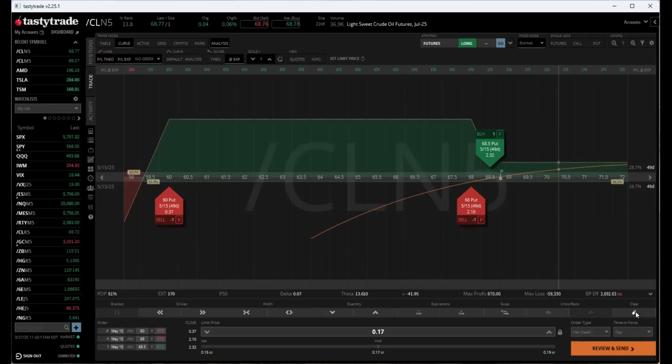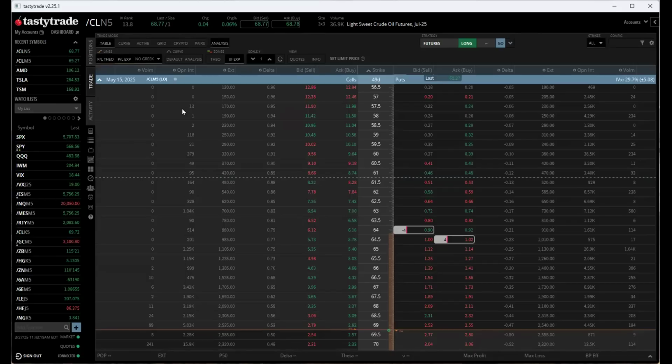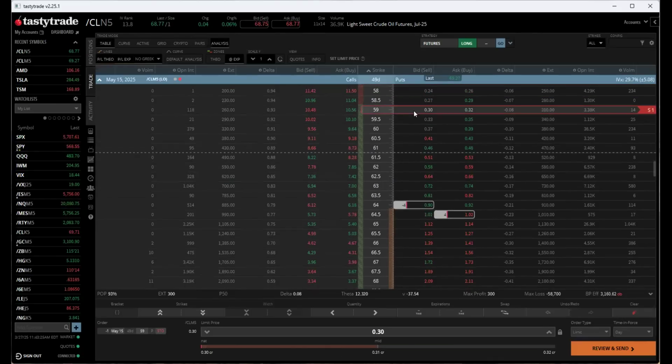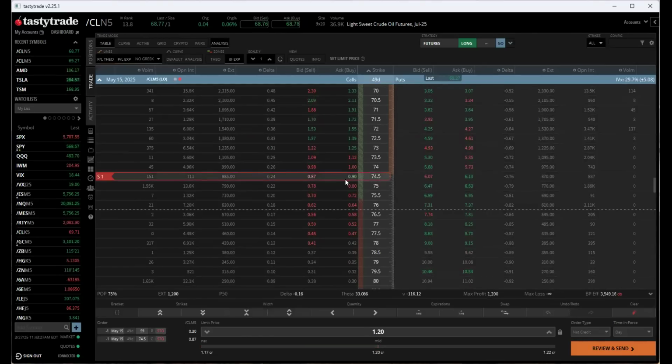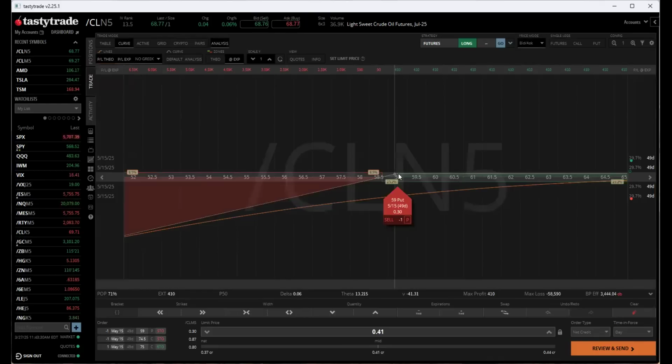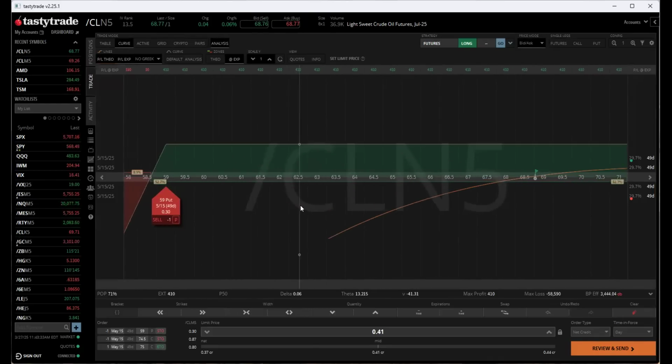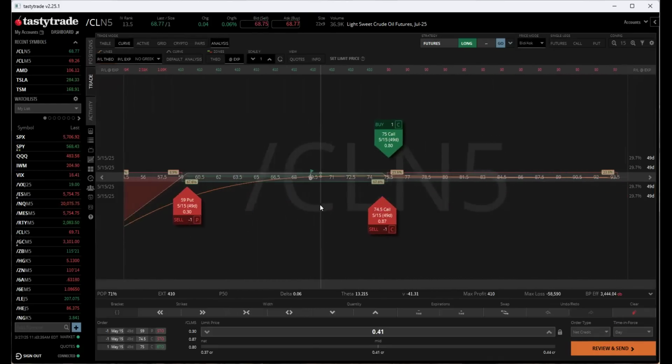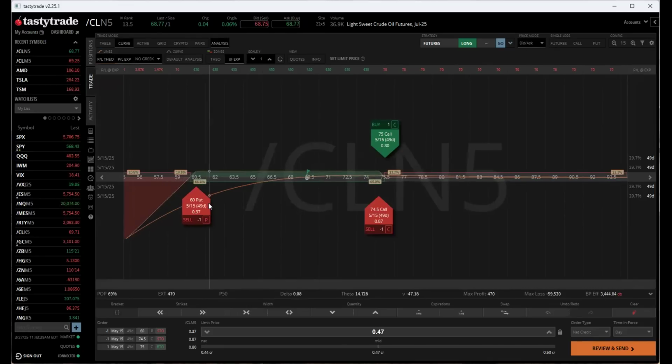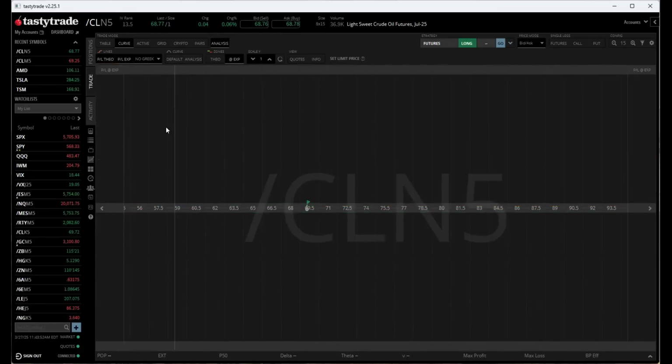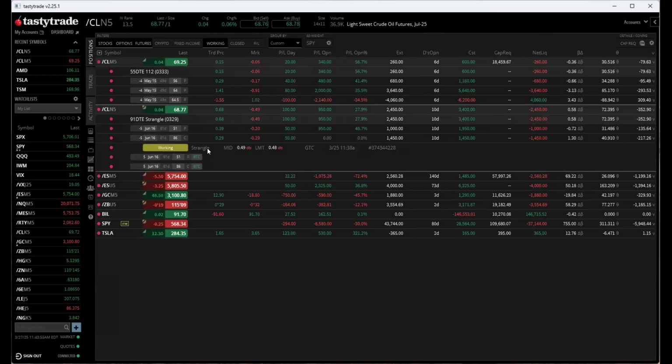You could also throw a Jade Lizard on in here. So while we're at it, let's put a Jade Lizard on, and let's use that same. We'll probably have to do 59, and then let's do something. It's probably not going to work great, but let's take a quick look. Here's this Jade Lizard. Yeah, it's not really working out. We have to come up even more. Can't really get a Jade Lizard on here. The width up here is just too wide for the credit we're going to take in. We'd have to really move this up to get that working. So Jade Lizard doesn't really work on oil at all in here. But I think you could add a strangle.